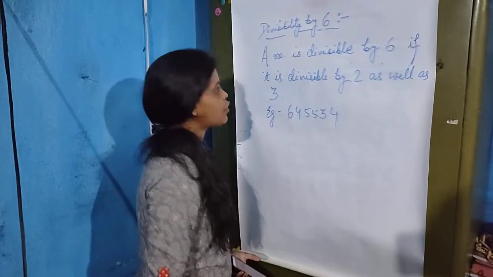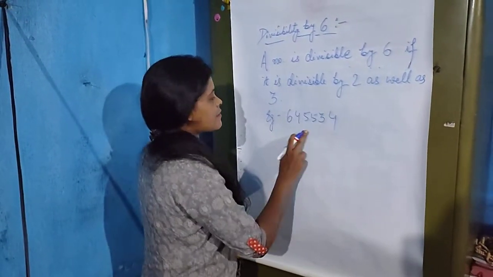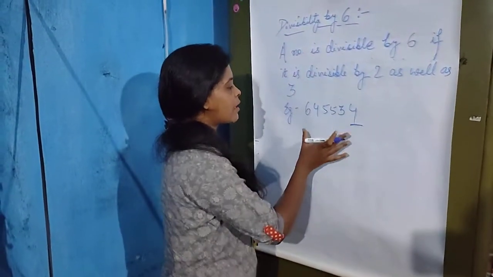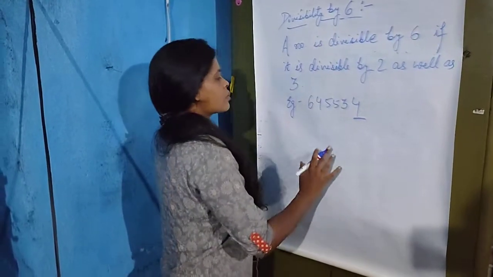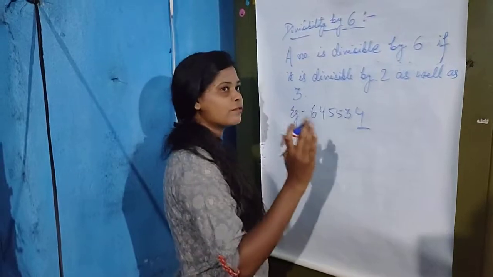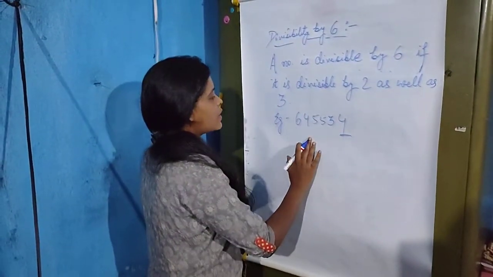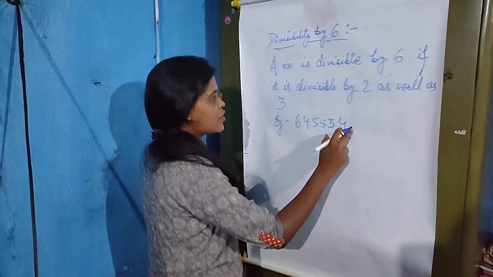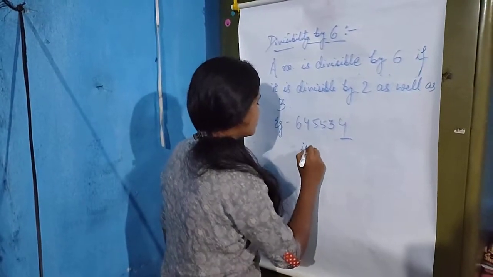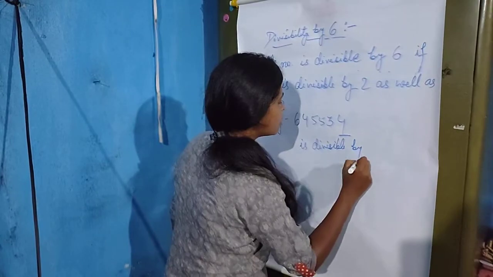Now if I ask you whether this number is divisible by 6 or not, first let's see whether this number is divisible by 2 or not. What is the condition for a number to be divisible by 2? You have to check the last digit: if 2, 4, 6, 8 or 0 is there, then that number is divisible by 2. Like this one, the units digit is 4. That means the given number is divisible by 2.